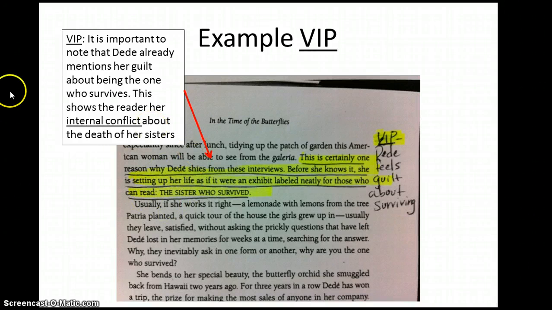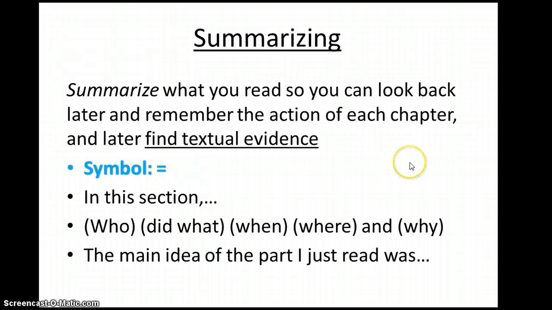I'm going to go ahead and mark this part with a VIP and say that it is important to note that Dede already mentions her guilt about being the one who survives. This shows the reader her internal conflict about the death of her sisters. I marked this with the symbol VIP and highlighting here, and then wrote Dede feels guilt about surviving.